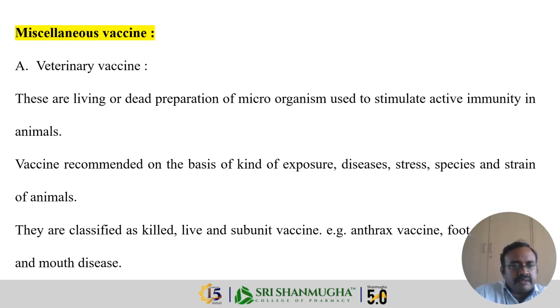Then there are some miscellaneous vaccines, like veterinary vaccines. These are living or dead preparations of microorganisms used to stimulate active immunity in animals. The vaccines are recommended on the basis of the kind of exposure, the disease, stress, species, and strains of the animals. They are classified as killed, live, and subunit vaccines, for example the anthrax vaccine and the foot and mouth disease vaccine.